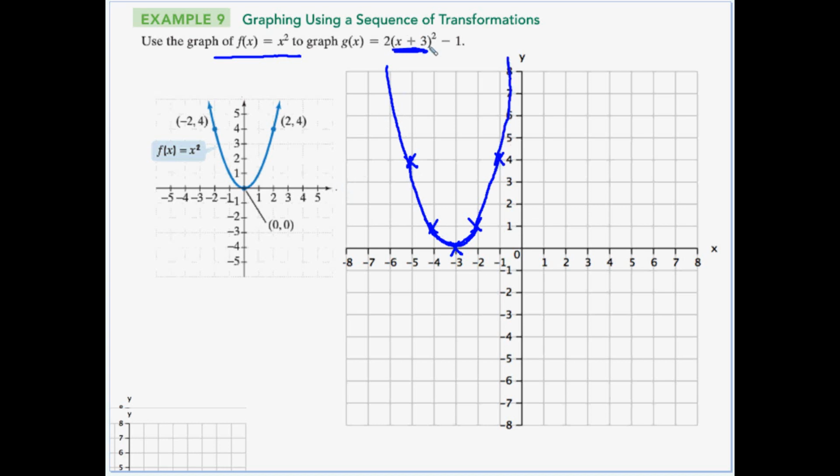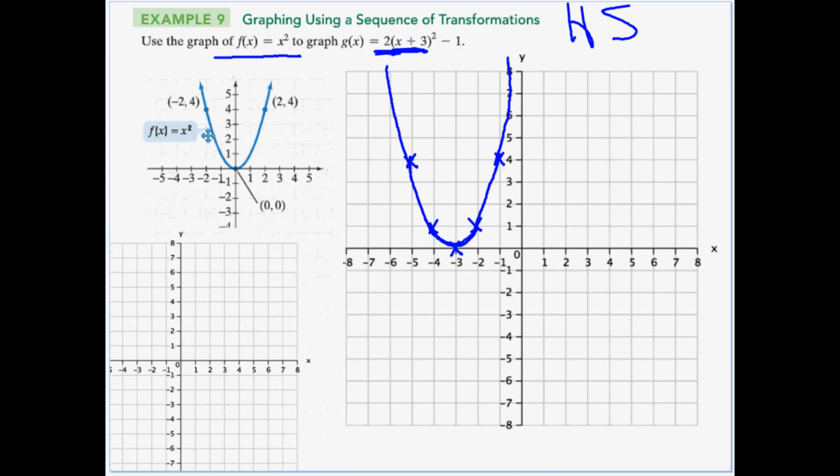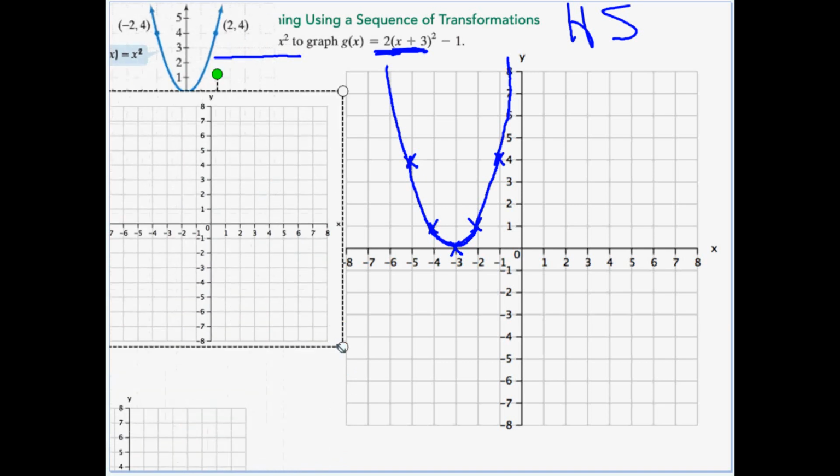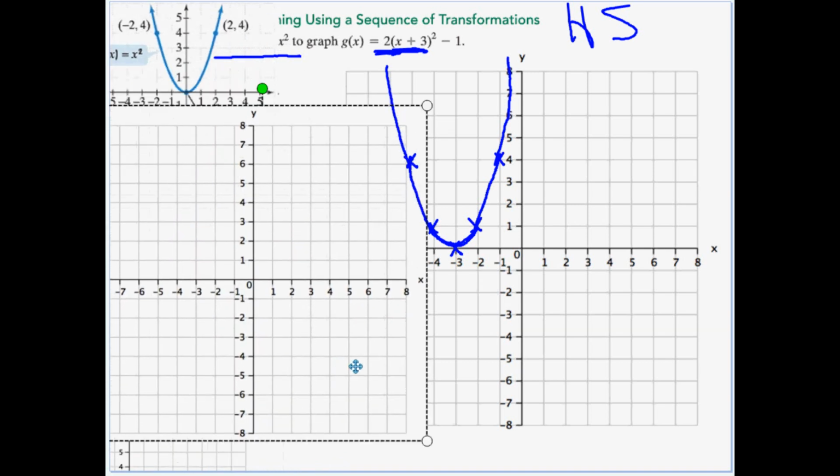So there's our left-right shift. Horizontal first, then stretches and shrinks. Here is a 2 out front of this. So that is out front of the function. So that's like doubling our y values. All y values will now double. So all the y values are going to double.